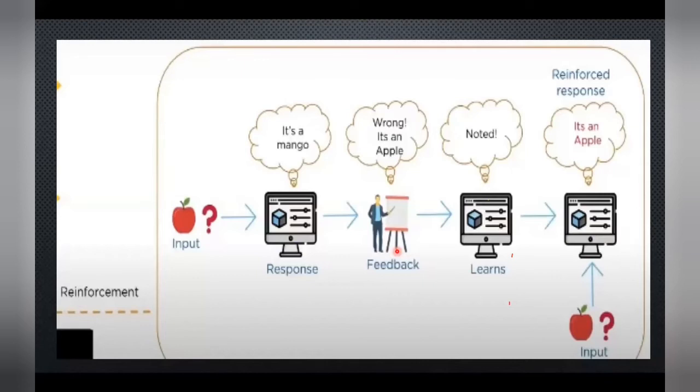It makes a wild guess saying it's a mango. So you just correct it saying wrong, it's an apple, it's not a mango. And the machine immediately recognizes the mistake and corrects its basic algorithm, and then it marks it as an apple. And next time you input, it will find out this is an apple and label it as an apple itself. No need for any feedback. It has become smarter. It has become almost like a human.